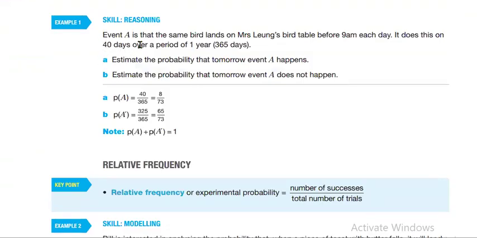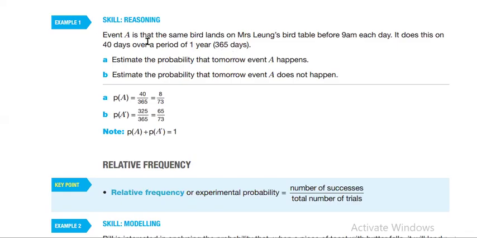For example, event A is that the same bird lands on Mrs. Leong's bird table before 9 a.m. each day. It does this on 40 days, over a period of 1 year, 365 days. Question A, estimate the probability that tomorrow event A happens, and then estimate the probability that tomorrow event A doesn't happen. So basically, this event happens 40 days, and the total amount of days is 365 days.